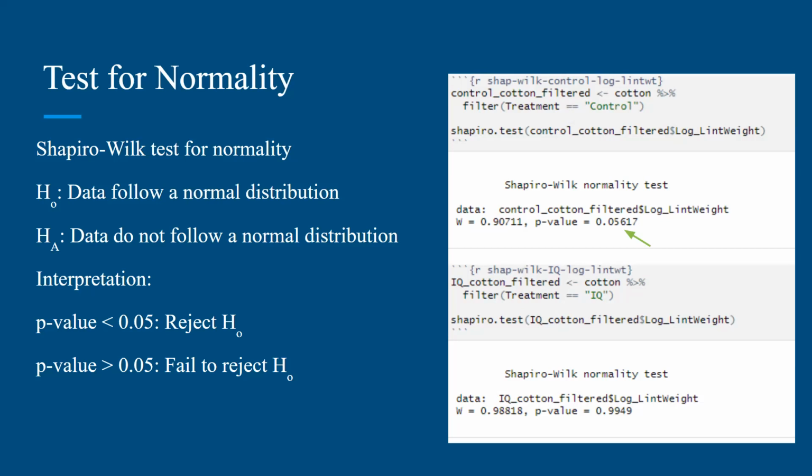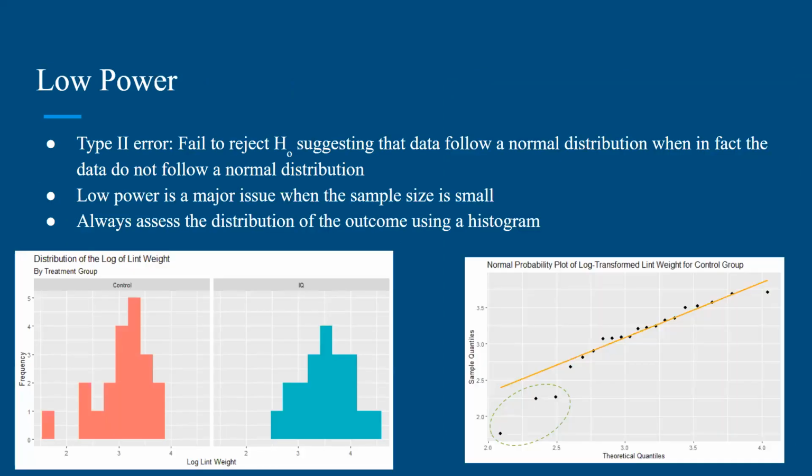However, I was not comfortable with how the distribution looked left skewed when I plotted the histogram, which brings us to another challenge when we're dealing with small sample sizes. Tests for normality, like the Shapiro-Wilk test, are subject to type 2 errors when we have small sample sizes. For example, in this case, because of the low power, we fail to reject the null hypothesis when in fact the control group is not normally distributed.